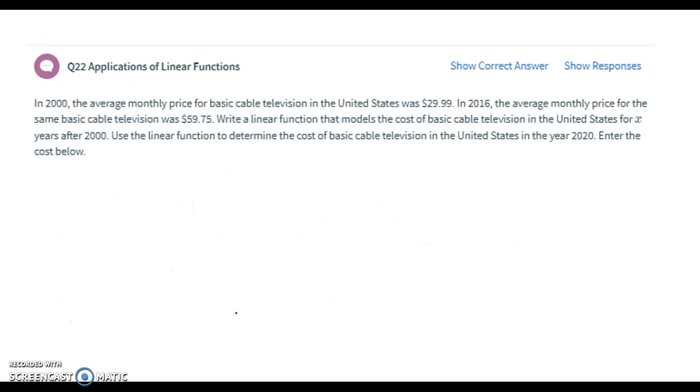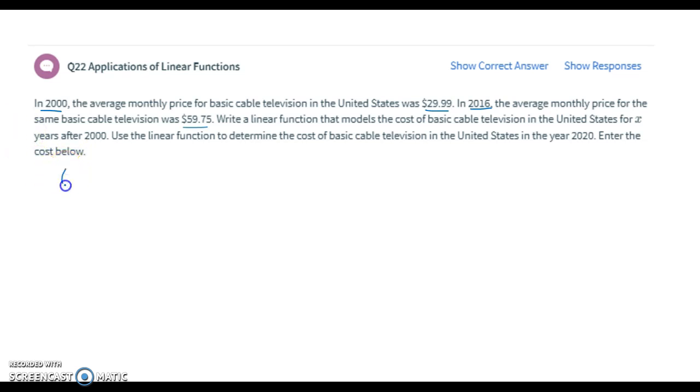And then one last problem from this section: in the year 2000, the average monthly price for basic cable was $29.99. So understand here is a pairing of quantities. In 2016, the average monthly price for the same basic cable TV was $59.75. We want to write a linear function that models the cost for X years after 2000, and then use that function to determine the cost of basic cable television in the year 2020. We're only going to enter the final answer below, but we have some work to do to get that answer. So we know that we have a pairing.